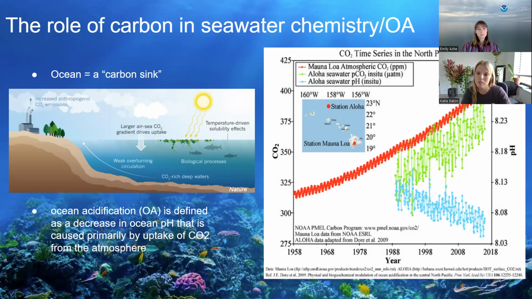But this diagram on the right here, this is data from one of our NOAA buoys out at Mauna Loa. And it tells you how much carbon dioxide has been in the atmosphere since around the 1960s. So kind of around the start of the Industrial Revolution, we've seen large increases in atmospheric carbon dioxide. And in turn, we're seeing the amount of carbon dioxide in the seawater increasing, and that is in turn lowering the pH of the ocean.